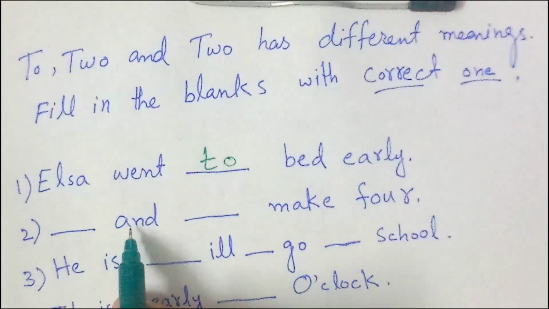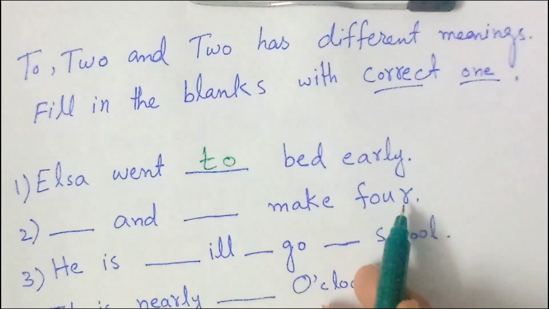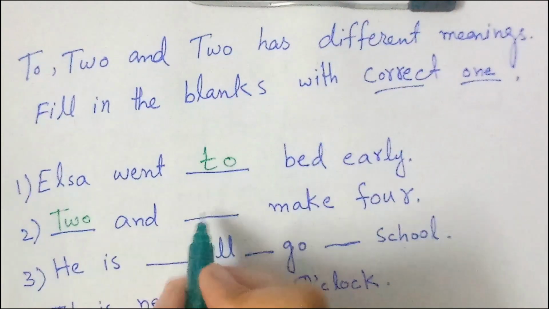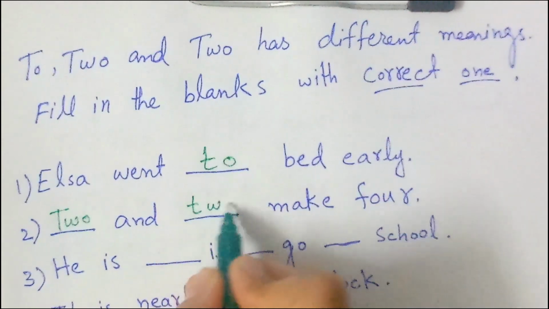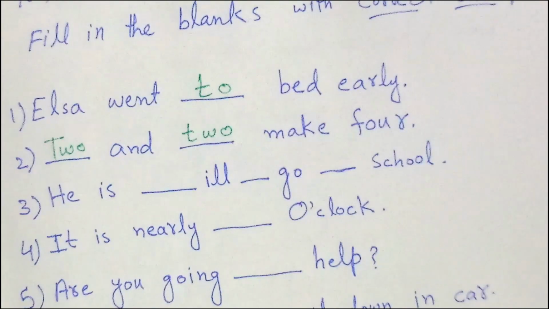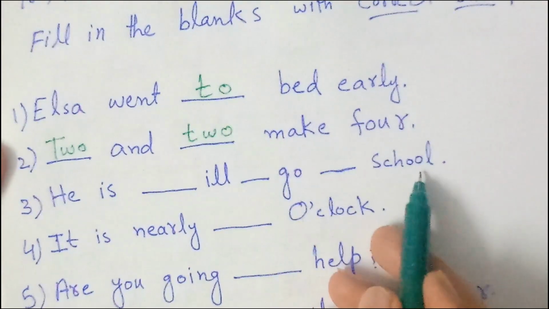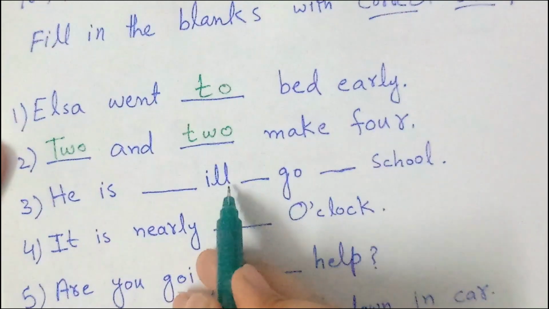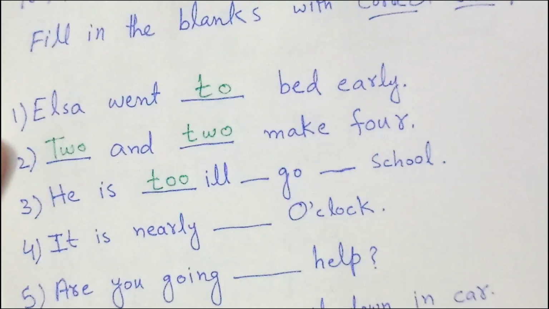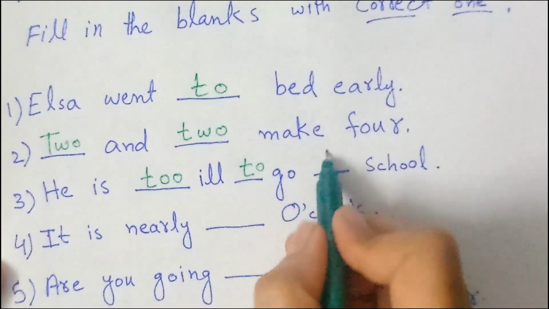Now, dash and dash makes 4. Here is the number, and as you remember, T-W-O is a number, so two and two make 4. He is dash ill dash go dash school. He is too ill, that means excessively ill, to go to school.